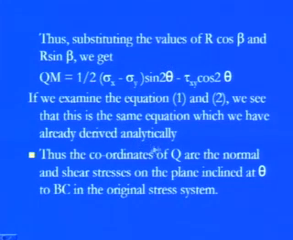That means our Mohr circle is perfectly okay, and there is no ambiguity in saying that the Mohr circle is the perfect graphical solution for analyzing the stresses, because the analytical equation is giving the same result as the graphical solution, and that's why they match perfectly. Thus the coordinates of Q are the normal and the shear stress on the plane inclined at theta to BC in the original stress system.